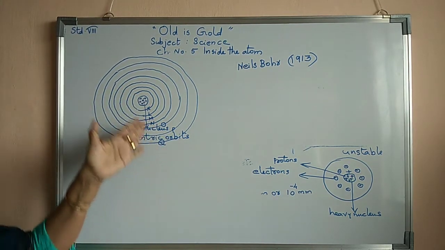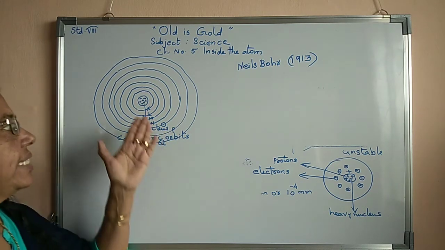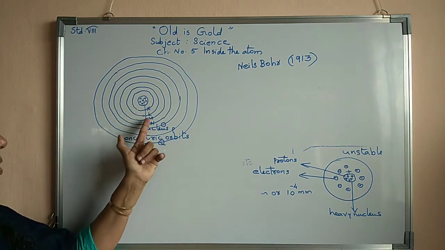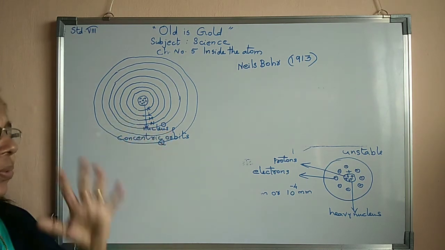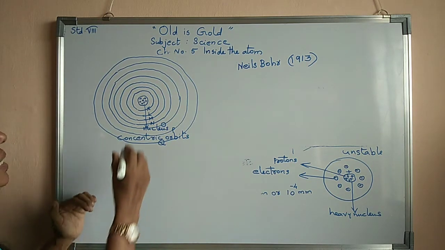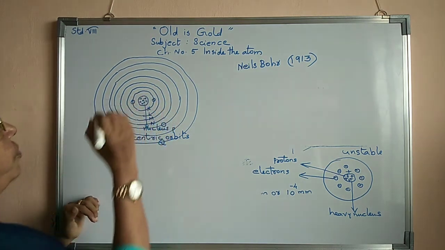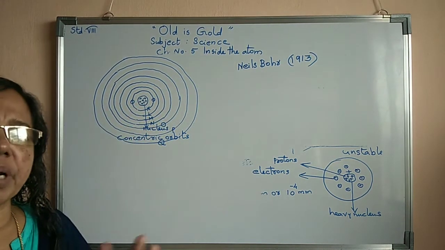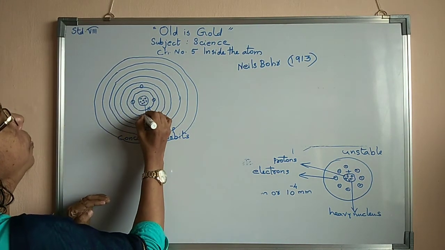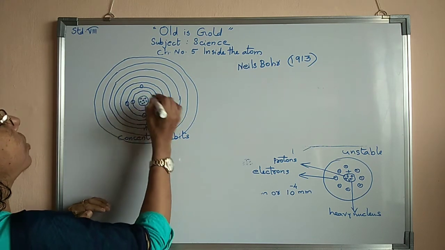So that way he gave a name to each and every orbit: K is the first name, L the second orbit, third M, N, O, P, Q. The last orbit is the Q orbit. Now, the other thing: each orbit will have a number of electrons. Just imagine that different orbits will have different numbers of electrons.